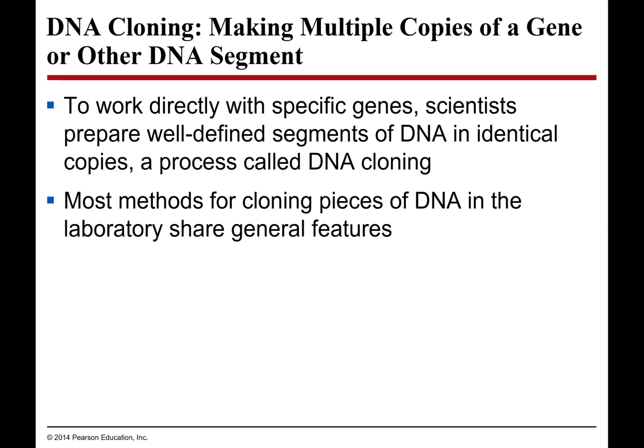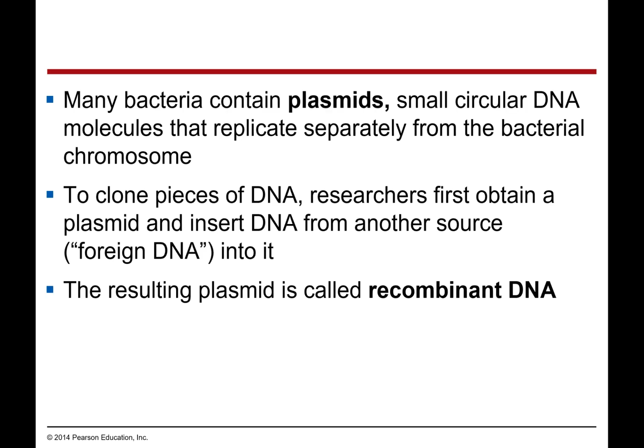So to work with specific genes, scientists have developed methods for preparing well-defined segments of the DNA and then creating copies of them in a process called DNA cloning. Most methods for DNA cloning use plasmids. And you remember plasmids, right? You heard that in the lecture I did earlier today. Plasmids are small pieces of DNA that are circular in shape. Remember those pictures I showed you? They replicate separately from a bacterial chromosome.